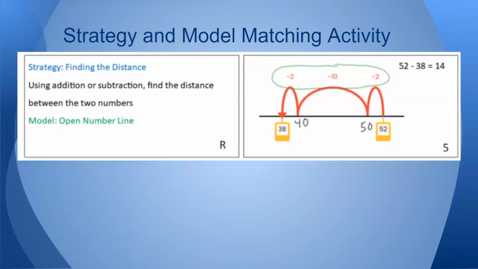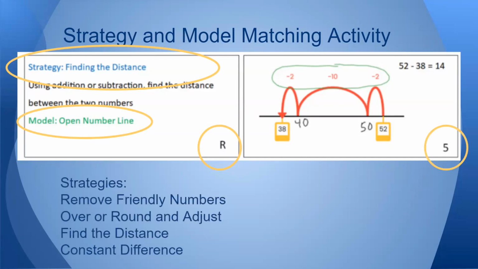Now, you do have an answer key as well. So you'll notice on the cards, I specified the strategy, I specified the model. You'll see that I have some letters or numbers on the bottom of the cards. Those are for you to match them up so you can see with the answer key whether you are correct or not. Now, in the activity, I've included 4 different subtraction strategies.